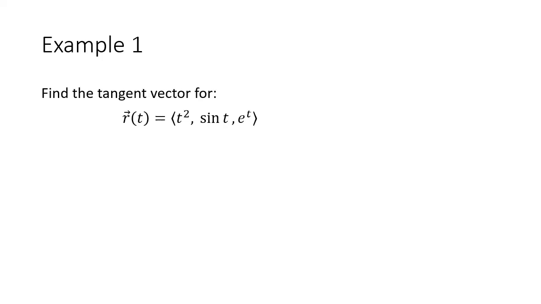So if I was asked to find the tangent vector for this particular function, r of t is t squared, comma sine t, comma e to the t, well, to find the tangent vector, we just go component by component. So the derivative of t squared is 2t. The derivative of sine is cosine, and the derivative of e to the t is e to the t. And that's how we find tangent vectors. It's actually a pretty simple concept, and kind of similar to the gradient, I suppose.